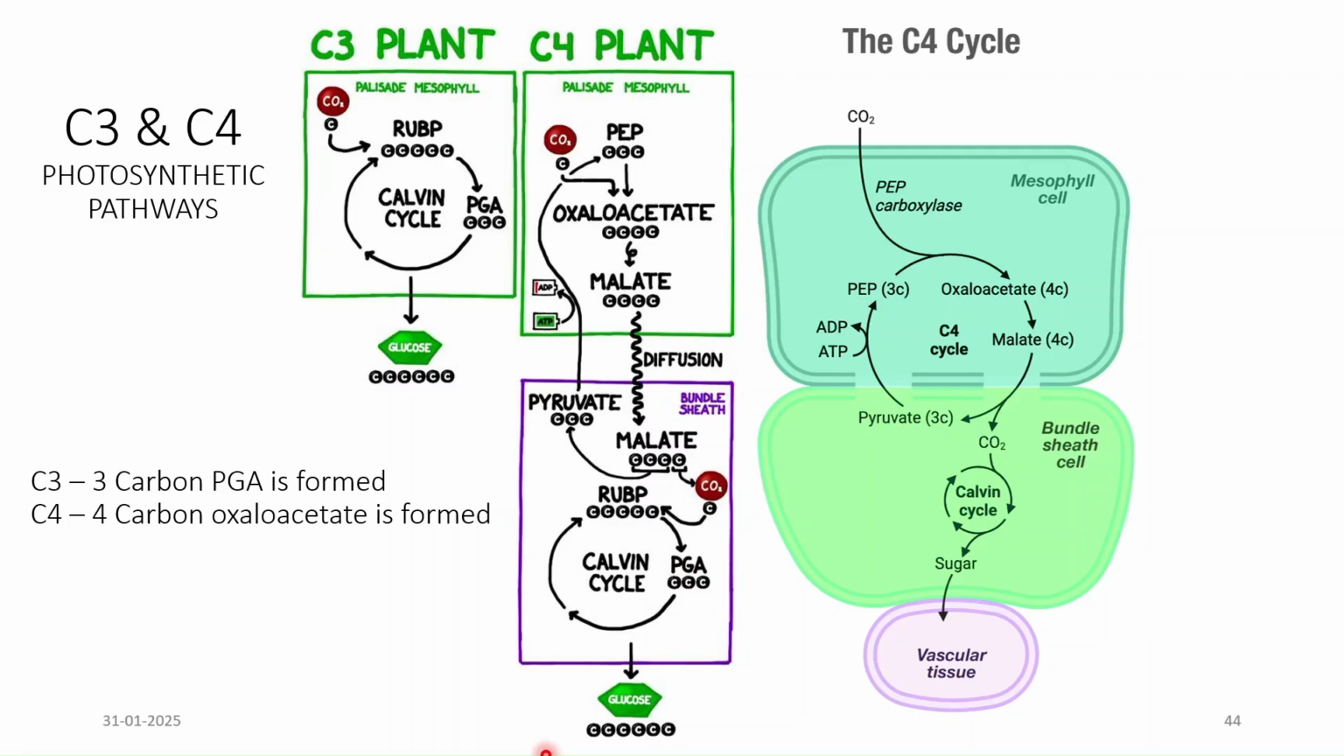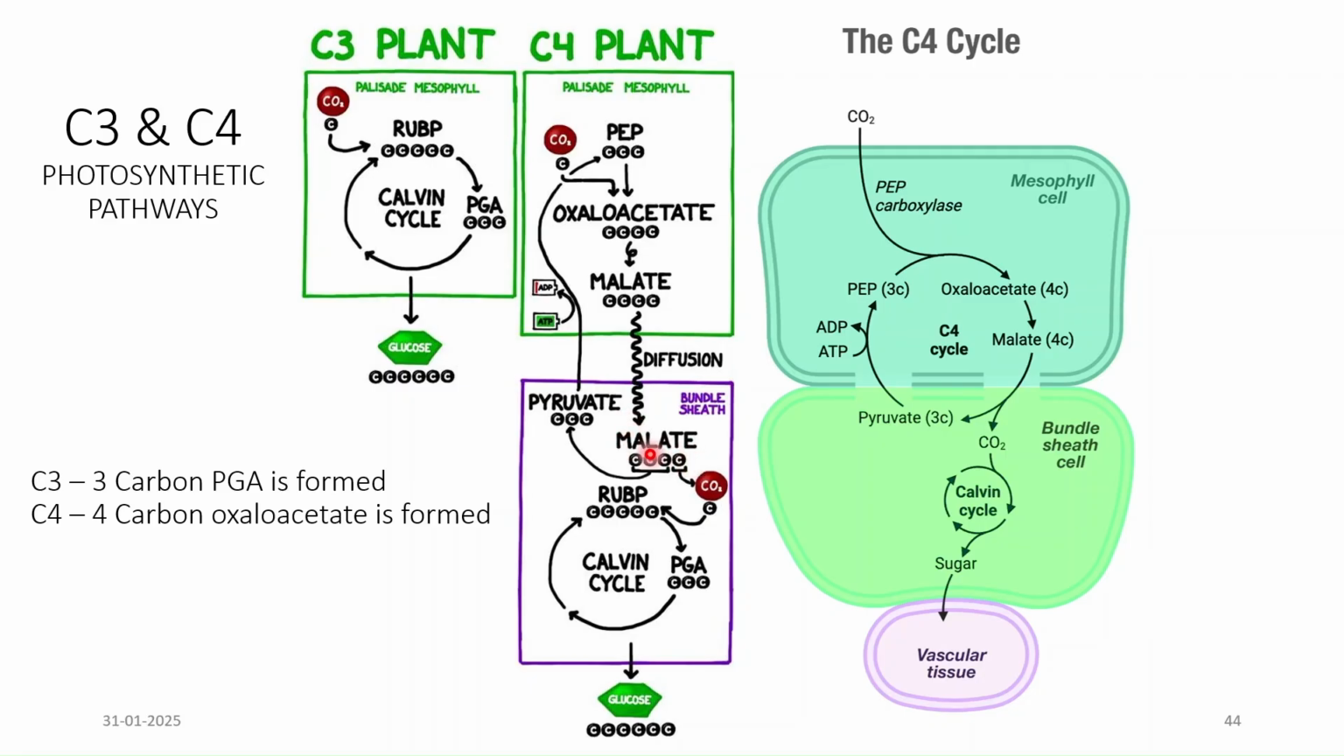So there is no oxygen entry in the bundle sheath cell. Even if there is some oxygen in the mesophyll cell, which there will definitely be, PEP does not have any affinity towards oxygen. So it only reacts with carbon dioxide. But while reacting with carbon dioxide, it gets converted to oxaloacetate. Oxaloacetate gets converted to malate. Malate then diffuses into the bundle sheath.